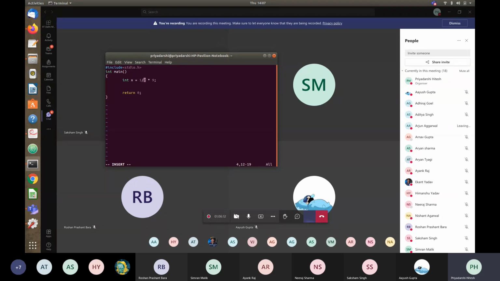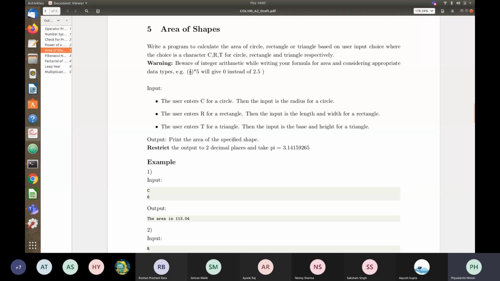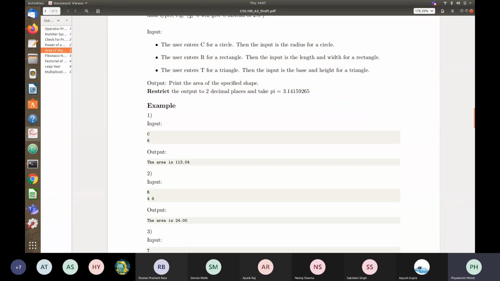So what should be the change that you make here? You can simply typecast into float, or you can simply write 2.0. Okay, that would work fine. 1 by 2.0 into 9, so that will make it work, right? So if even one of the things is float, numerator or denominator, then this fraction will work correctly. So you just have to take care of this float thing while calculating the area. Else you have to put the formula for circle, rectangle, and triangle.